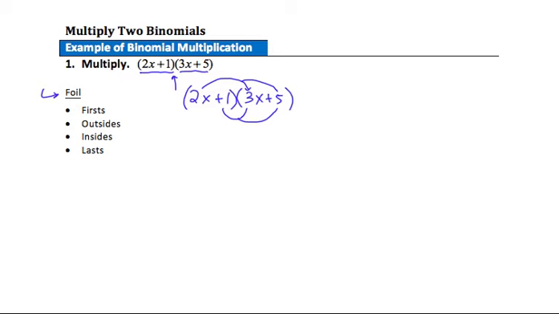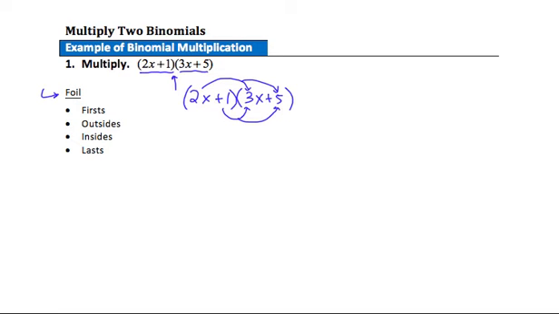And then we would do outsides next, meaning the outside terms in this. And you can see that this is the 2x times the 5 there. Those are our outside terms there. Then insides would be this 1 times the 3x. There are my inside terms here. And then finally, lasts are the things that appear in the last spot, and that would be the 1 times the 5. So no matter if we look at this with this FOIL instruction or we look at this as the distributive property twice, the multiplication works out the same.